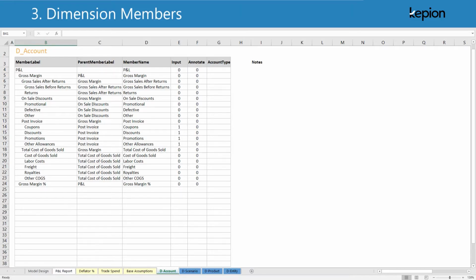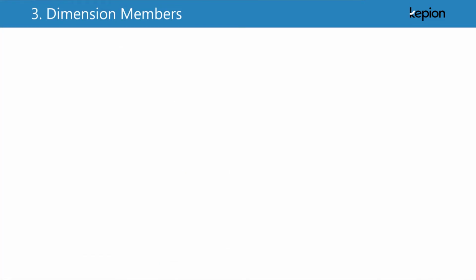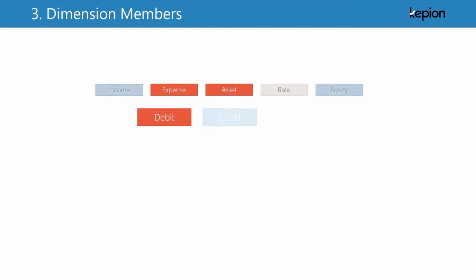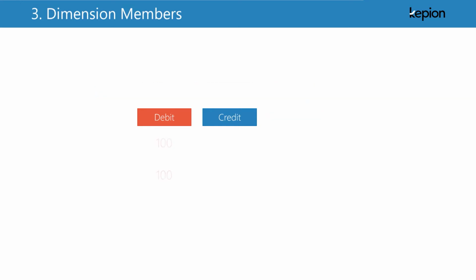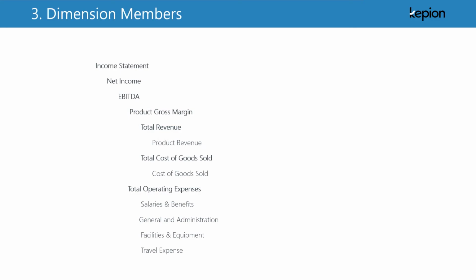The account dimension is special as it also comes with an account type attribute. Kepion has a large number of account types to choose from, such as income, expense, asset, rate, equity, and more. All of them can be categorized as either debits, credits, or neither. This category will decide the account roll-up operators. For example, debits will automatically roll up into other debits. Credits will roll up into other credits, and debits will be subtracted from credits as they roll up together. In practice, we only need to assign the right account type to each account member. Then when we populate the leaf members, the aggregation will happen automatically.